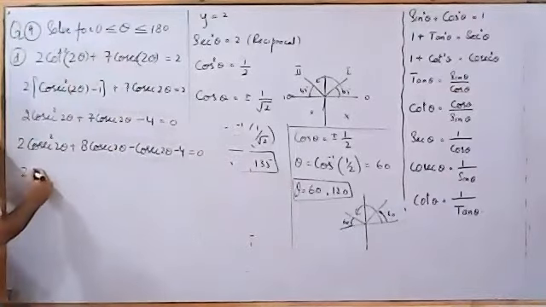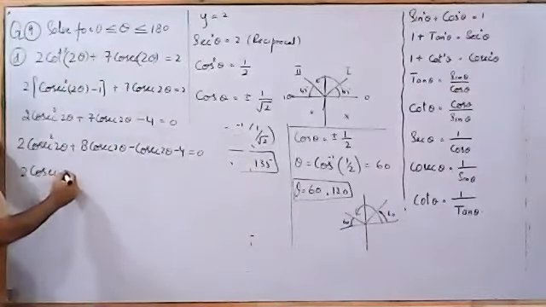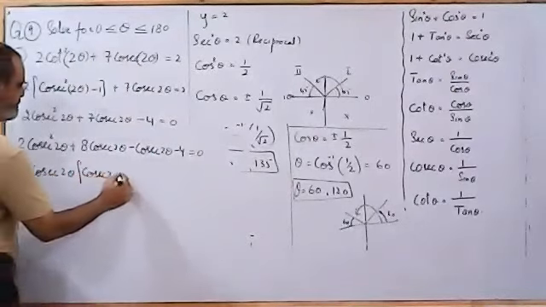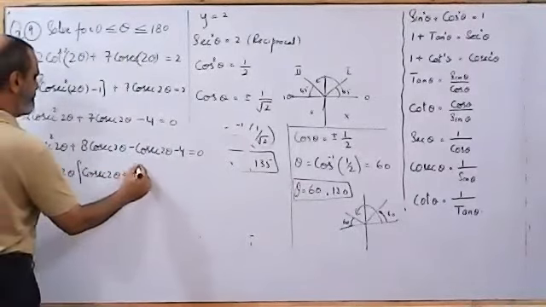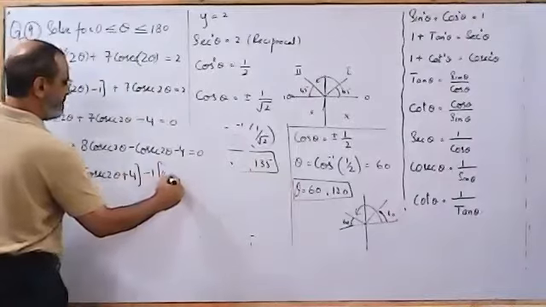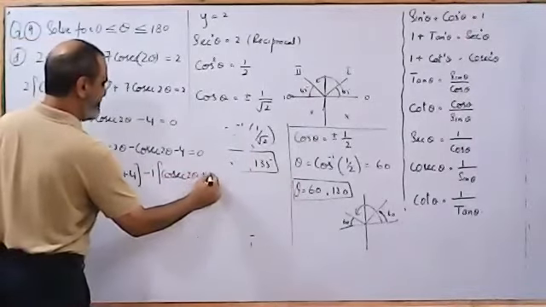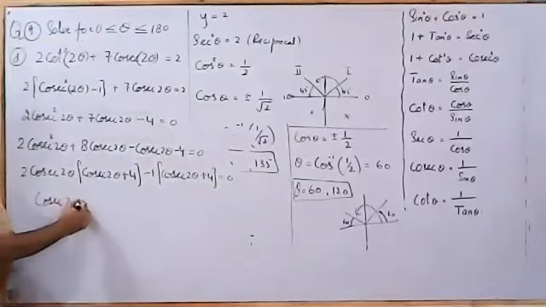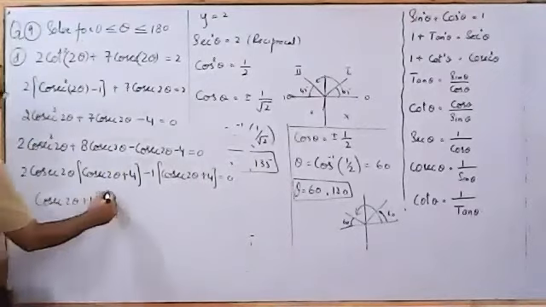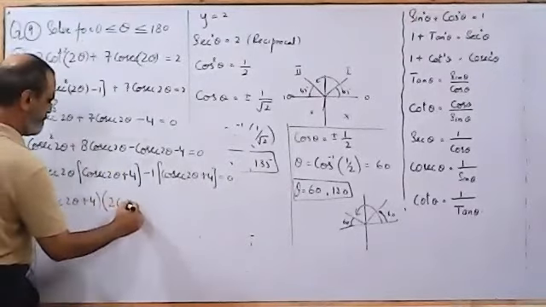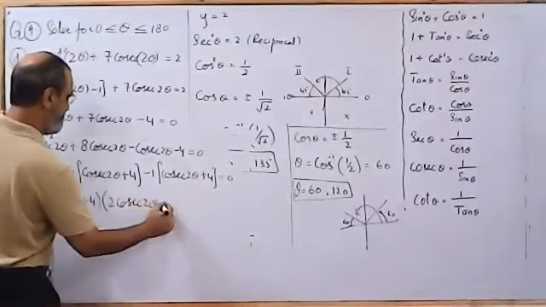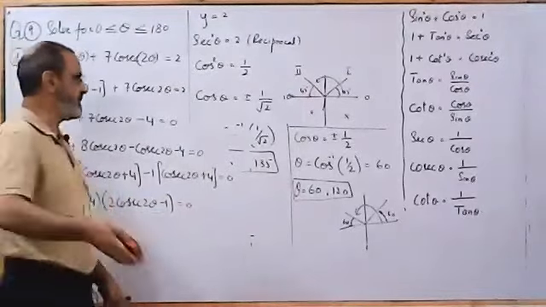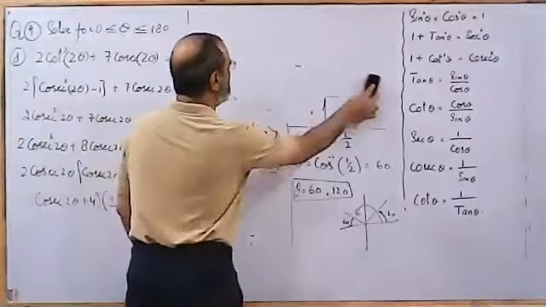So 2 cosecant 2 theta is common. We are left with cosecant 2 theta plus 4, minus 1 into cosecant 2 theta plus 4 is equal to 0. So cosecant 2 theta plus 4 into 2 cosecant 2 theta minus 1 is equal to 0. These are the two factors. Using these two factors, I have to solve it further.